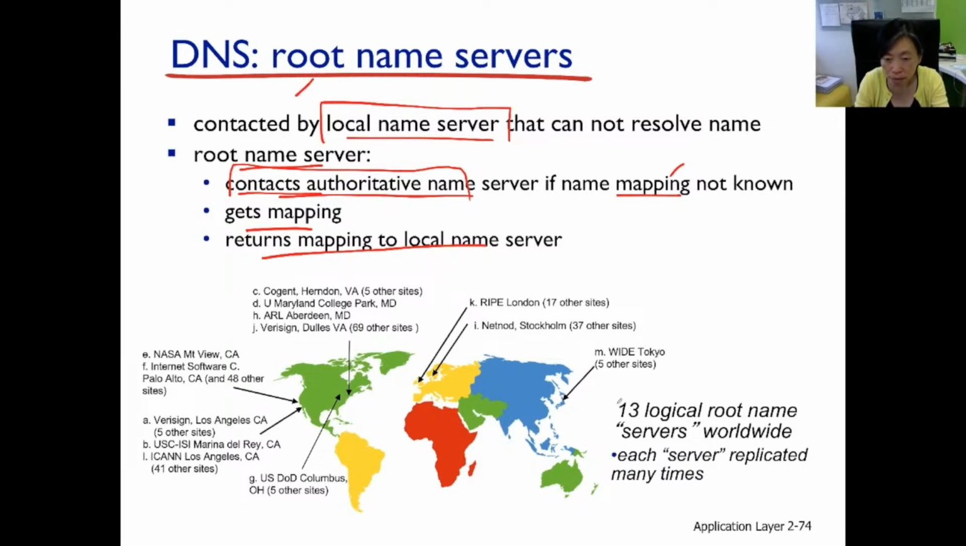And you see here, there are not many root servers. There are 13 logical root name servers, but each root name server has multiple physical sites. For example, in Tokyo there are 5 sites, and 37 sites just for the Swedish root server, etc. So there are quite a few in America, but essentially very few of these root name servers.